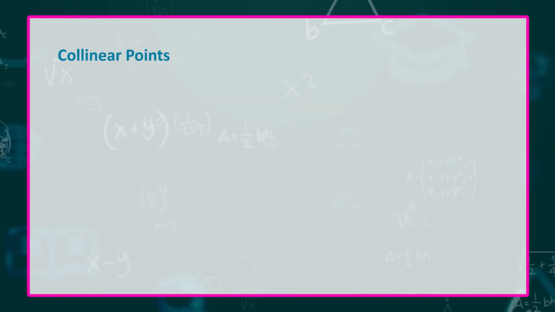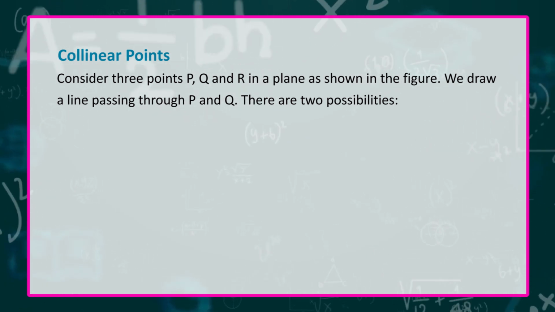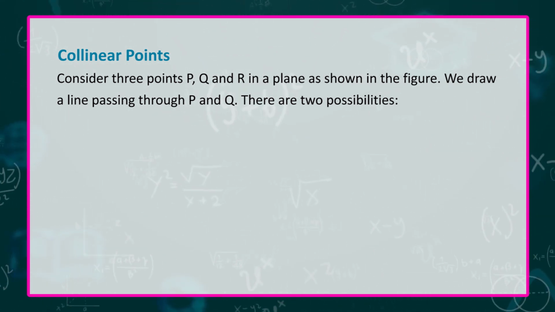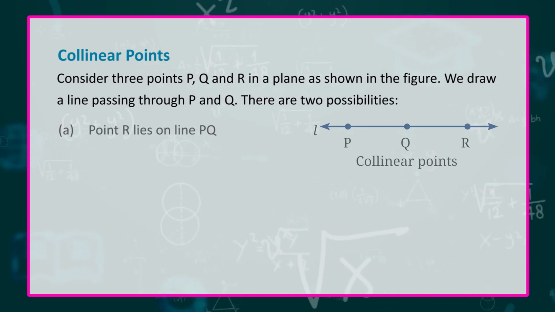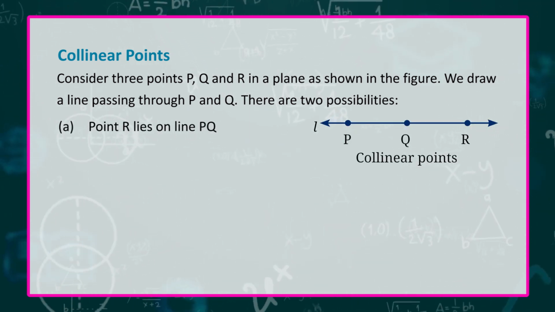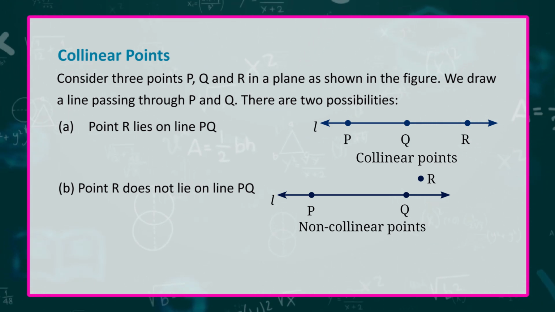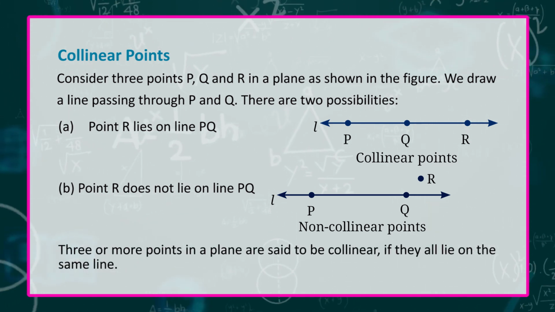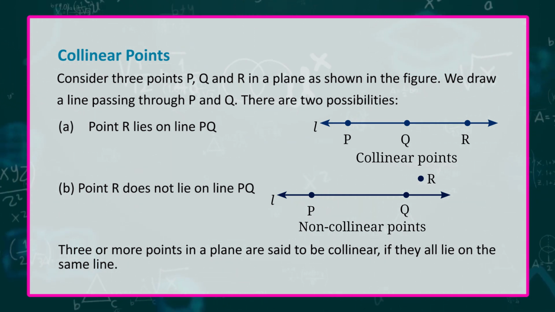Collinear points. Consider 3 points P, Q and R in a plane as shown in the figure. We draw a line passing through P and Q. There are two possibilities. A. Point R lies on line PQ. B. Point R does not lie on line PQ. 3 or more points in a plane are said to be collinear if they all lie on the same line.